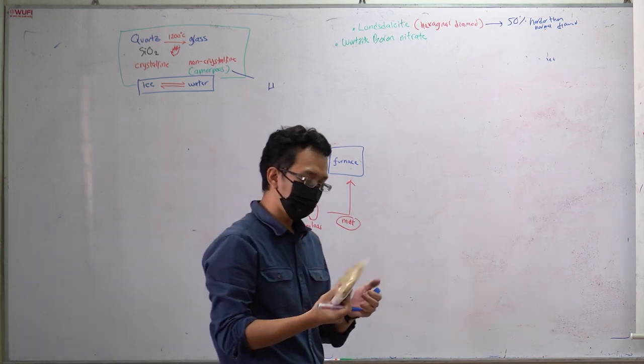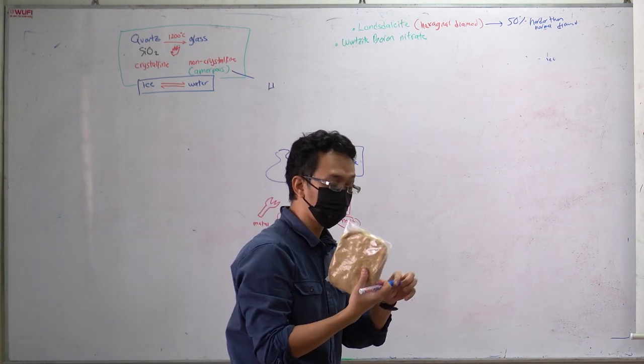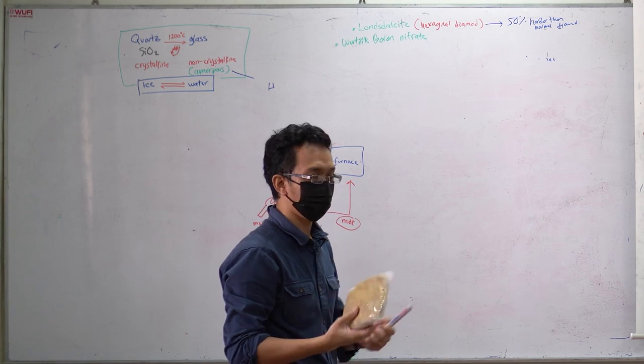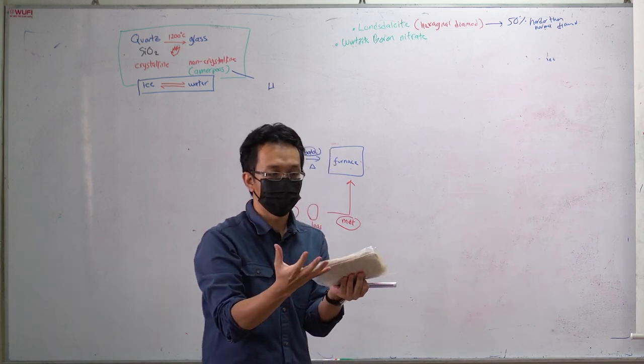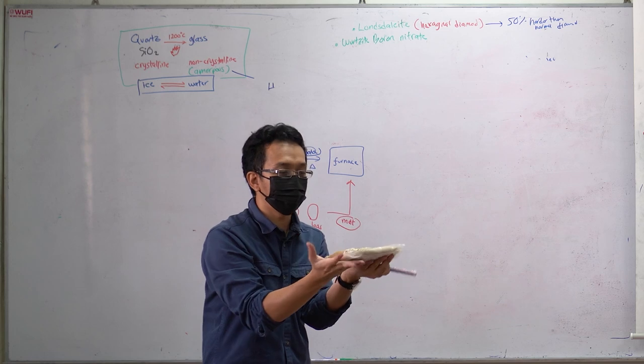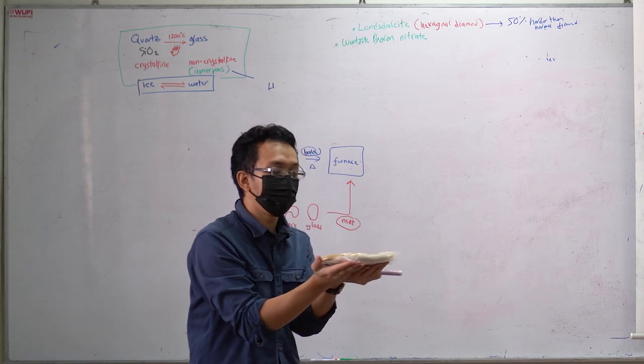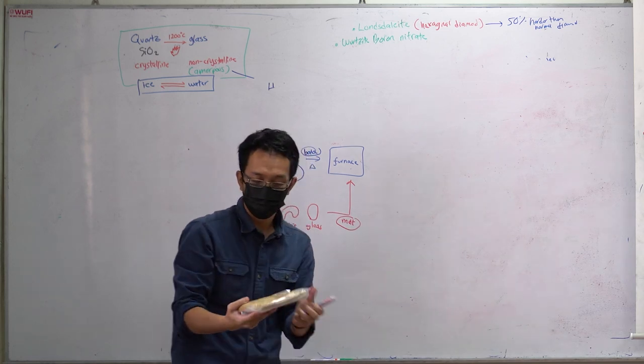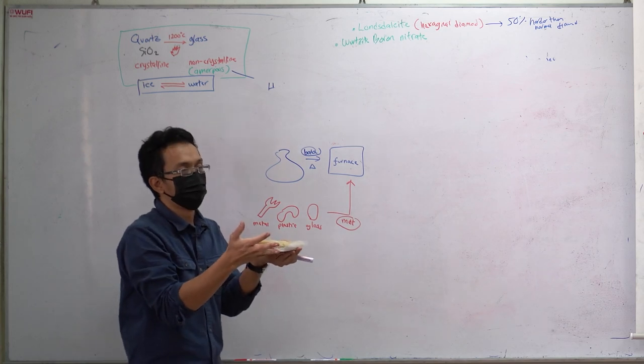Because the temperature needed to melt the clay is so high, we don't have a material to contain it. In order to make it, you need to contain it somewhere, with something. But we don't have a material that can hold that. Okay?